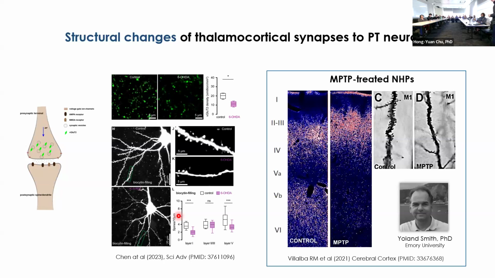And I would like to highlight that a similar study has been reported by Dr. Yoland Smith at Emory University. He also did a talk last year. You may still recall. They also reported this loss of VGLUT2 immunoreactivity in the deep layers of monkey M1.